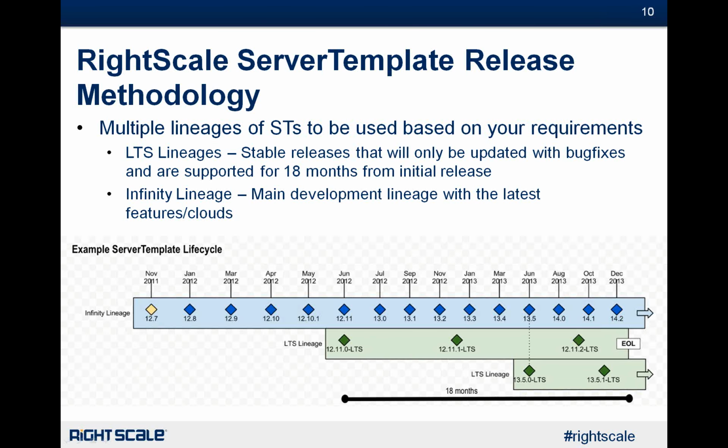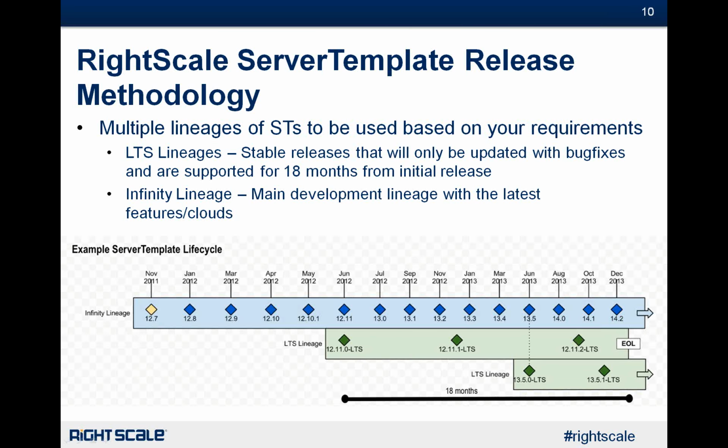When appropriate, we're going to create a new lineage from the Infinity lineage, and it's labeled LTS, for long-term support. This designation means this particular lineage of the server template will only be updated with non-breaking bug fixes and will be supported in that manner by the engineering team for 18 months. So generally speaking, if an LTS supported server template provides the functionality, features, and clouds you need, you'll want to use that lineage of the server template. If you need newer features or capabilities, then you're going to want to be on the Infinity lineage of the server templates.